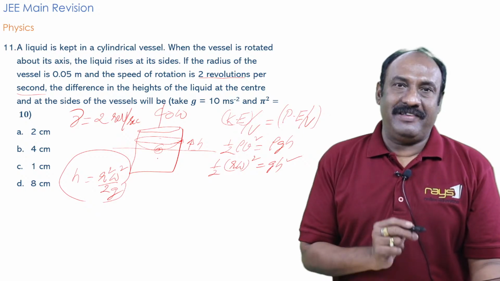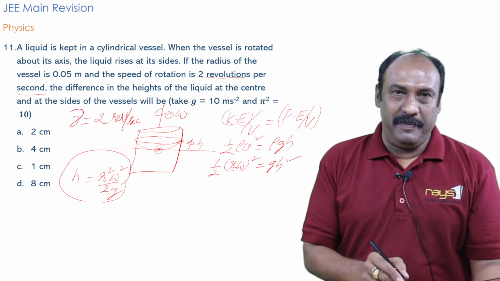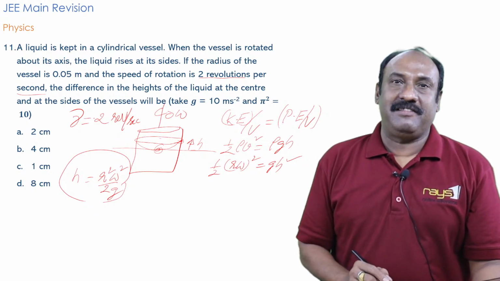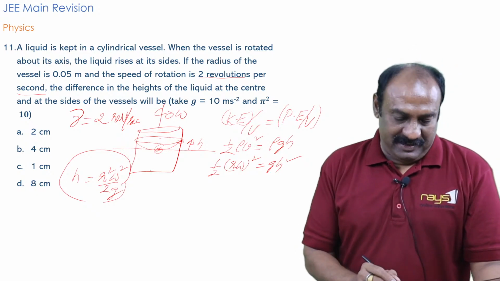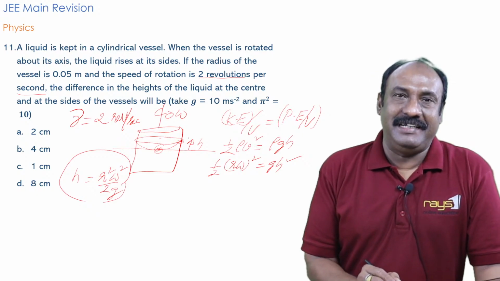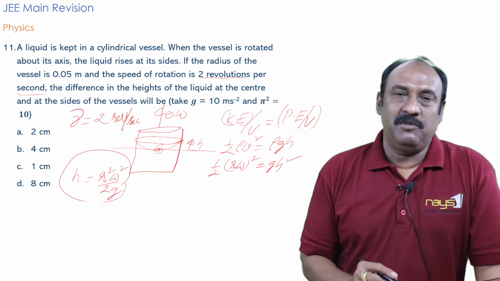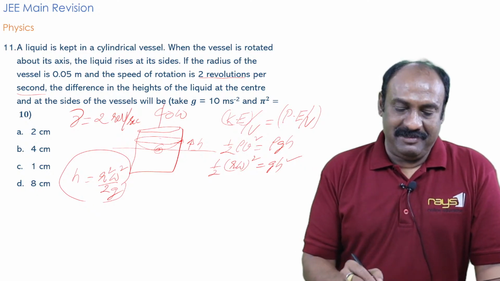So when the vessel is under rotation along with the liquid with constant angular velocity omega, or the frequency of rotation is given as 2 revolutions per second, then up to what height does the liquid rise along the walls of the container? So let us consider a simple point here. In so many books it will be different, so here I consider a simple point.